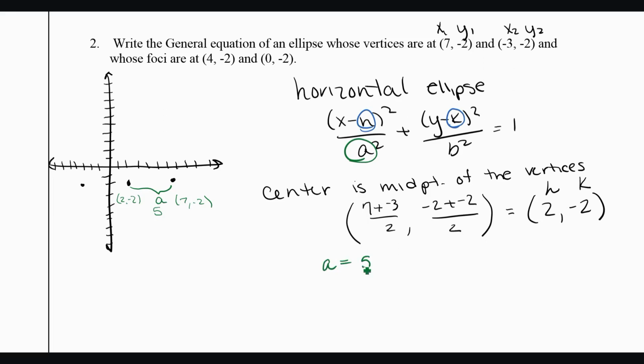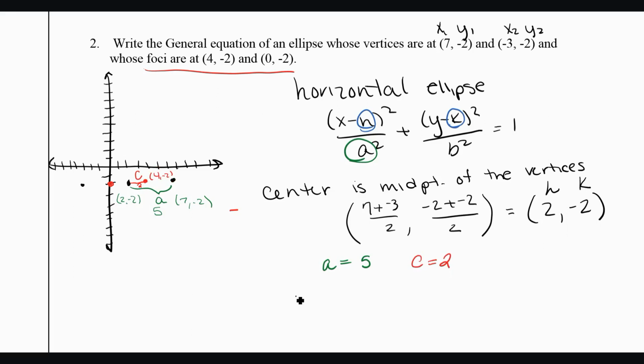Well, the other information that we're given is about the foci. So we're told that the foci are at 4, -2 and at 0, -2. Now that doesn't give us b, but remember that the distance between the center and a focus is always c. So if this is the point 2, -2, and this is the point 4, -2, we see that that's a distance of 2. So we now know that c equals 2. And this is what we're going to use to find b.